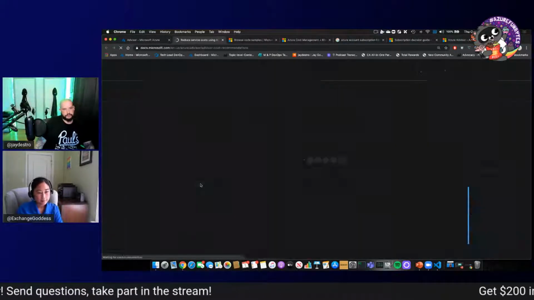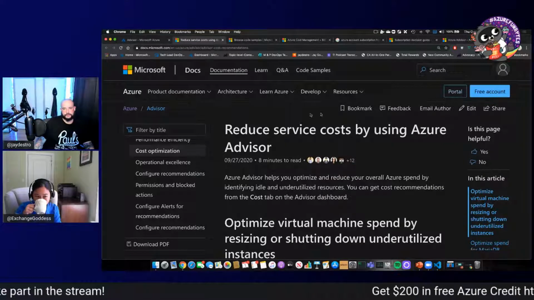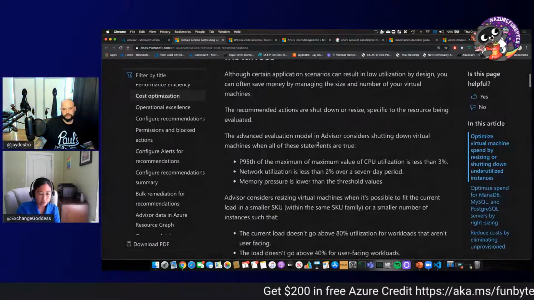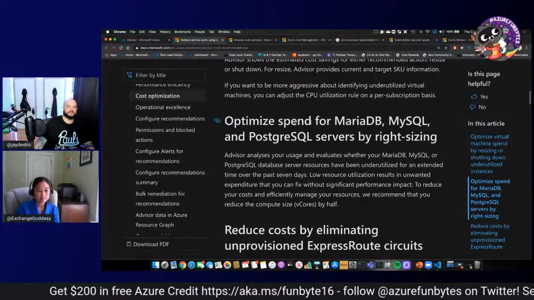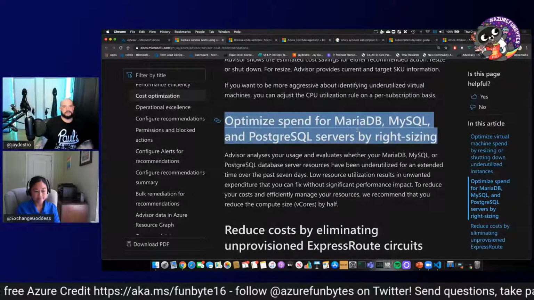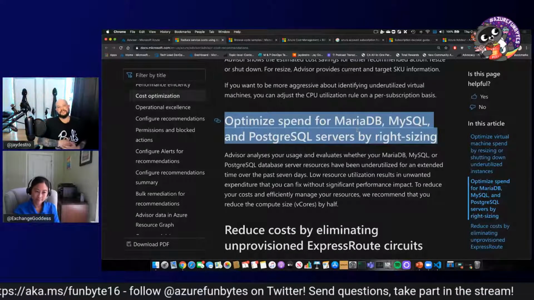So let's take a look. Reduce service costs by using Azure Advisor. So this is a place where I would go to optimize. Oh, that's even interesting. So this is a big, big deal. But let's talk about this.